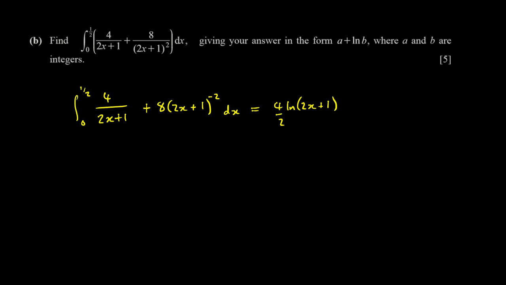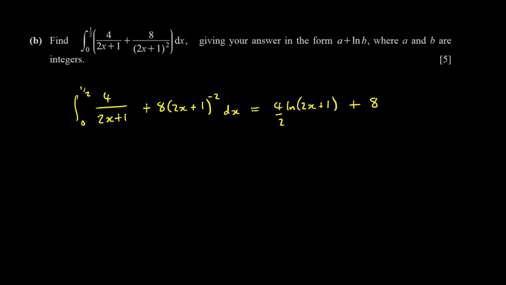Okay. Now, the next expression, what are we going to do? We're going to add 1 to the power, so it becomes -1. We divide by the new power, so we divide by -1. Then we take the coefficient of x, which is 2, and we also divide through by 2. So let me write all of that out.